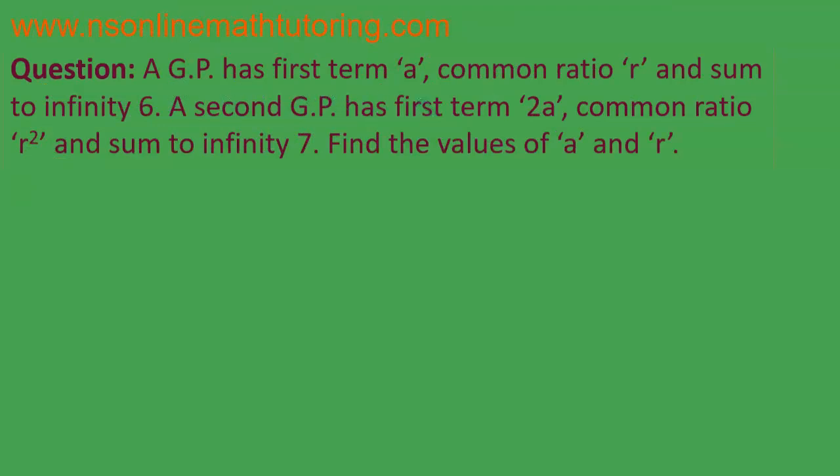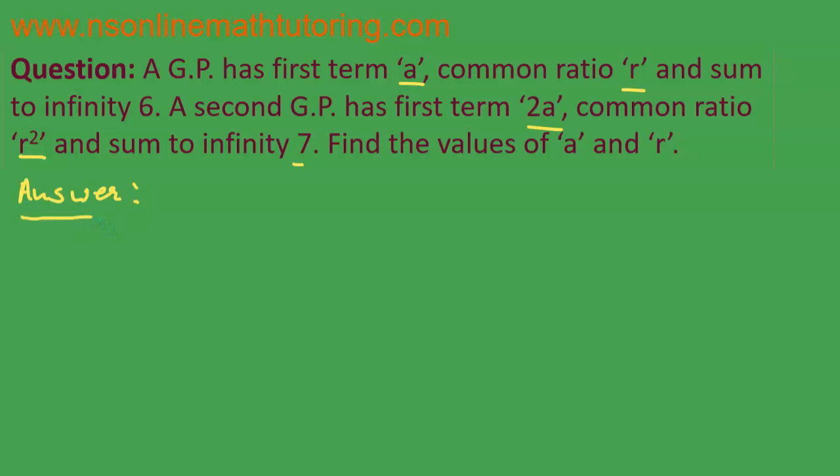A GP has first term A, common ratio R and sum to infinity as 6. A second GP, GP means geometric progression, which is the same as geometric series or geometric sequence, has the first term as 2A. The first one was having the first term as A and the common ratio as R. The second one is having the first term as 2A and the common ratio R square. And the sum to infinity is equal to 7, and we have to find the values of A and R. So let's start.